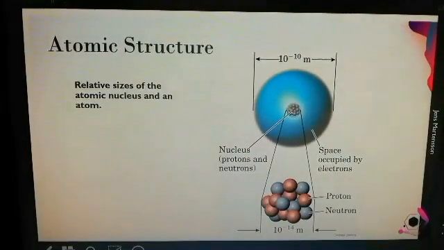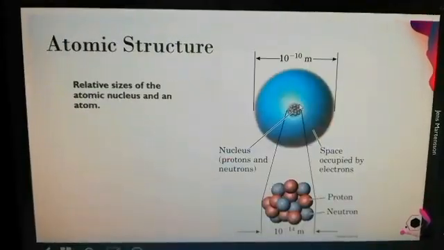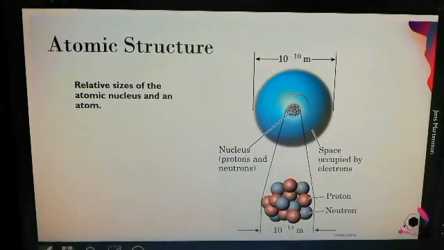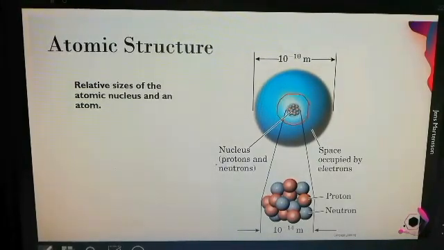Now, atoms are the smallest particle of an element, and it can exist either alone or in combination. So atoms have a nucleus, and the nucleus consists of subatomic particles, and those are the protons and the neutrons. Another subatomic particle of the atom is the electrons.